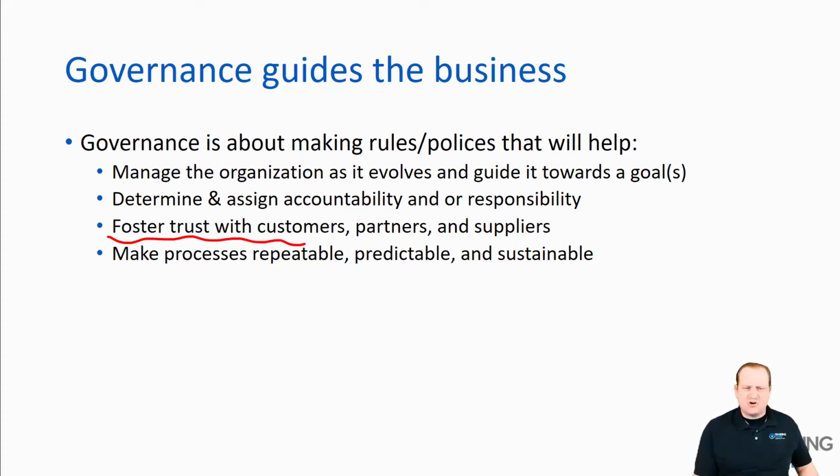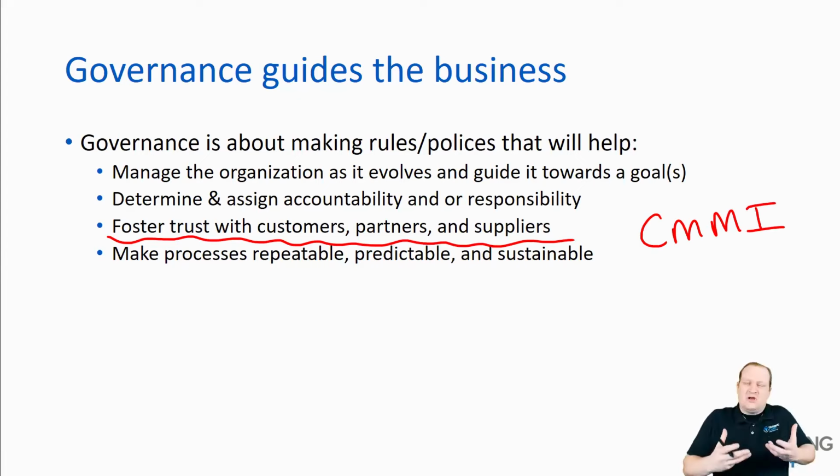We want to foster trust with customers, partners, and suppliers. In fact, there's this whole process, CMMI, the Capability Maturity Model Index. It's a way of measuring a business. It started as a way of measuring a software development team, but has evolved well beyond that to measure a business and see what level they are out of 5 different levels when it comes to good management. Businesses like to see higher levels of CMMI.